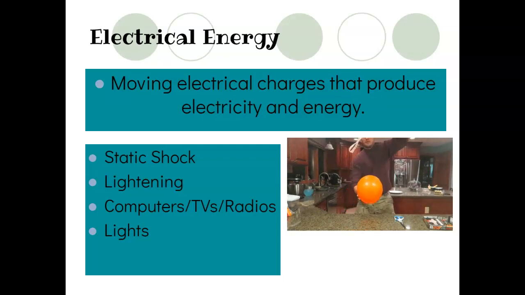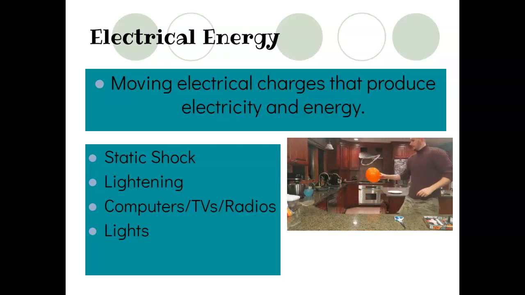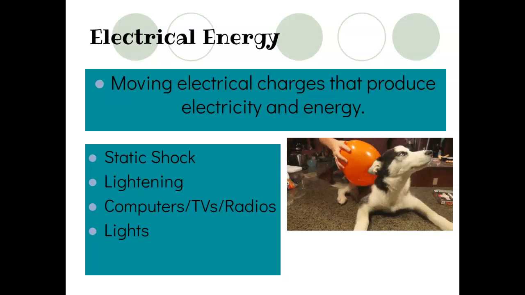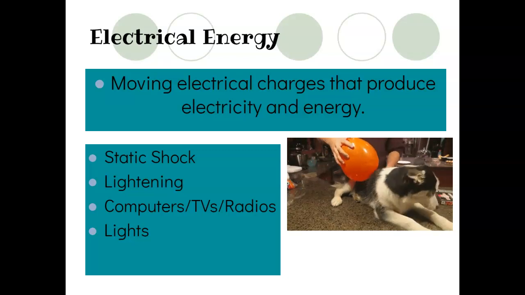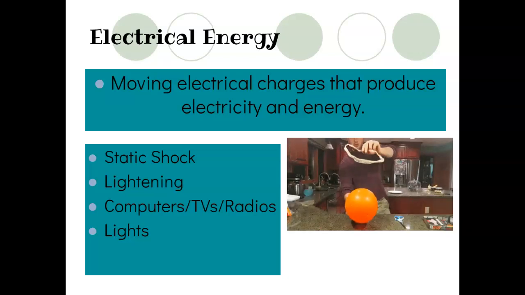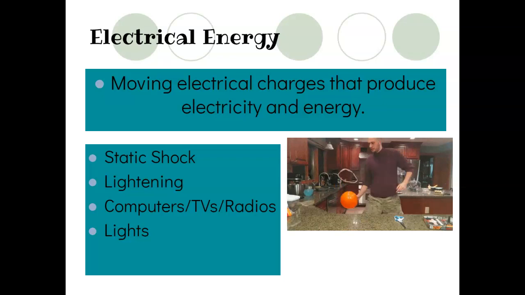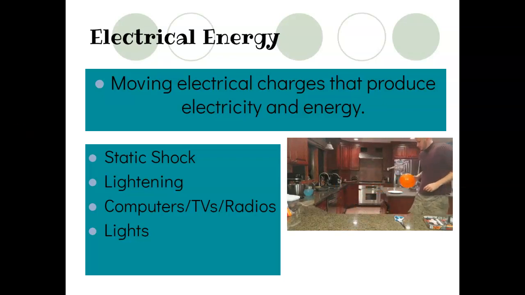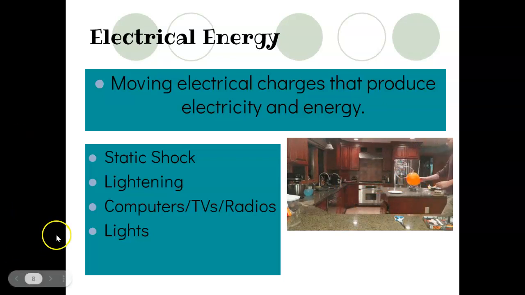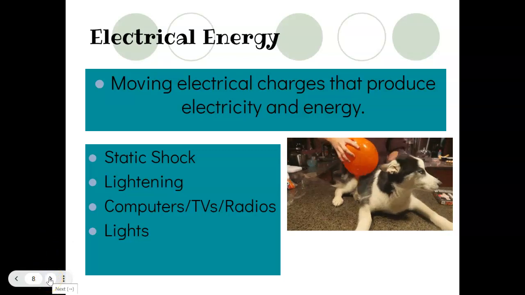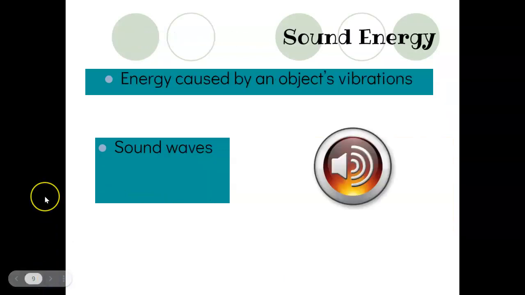Lightning, of course, is electrical. Computers, TVs, radios, and also lights have electrical energy. You can see too that some of these examples are different types of energy, or multiple types. Lights would be both electrical and radiant energy. So remember, energy can be transformed, and different types of energy can have multiple forms. These are just some really good examples.